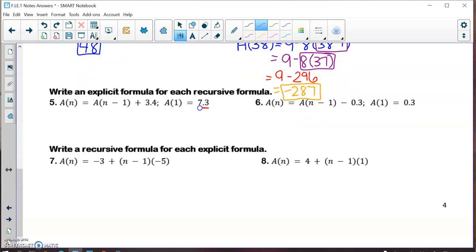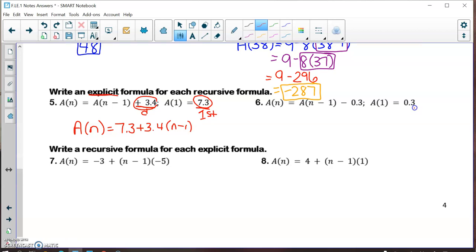A of 1 is equal to 7.3. That's your first term. The plus 3.4 is your common difference. That is all we need to write our equation for the explicit formula. The explicit formula is A of n is equal to your first term, which is 7.3, plus your common difference, which is 3.4, times n minus 1. That's your explicit formula.